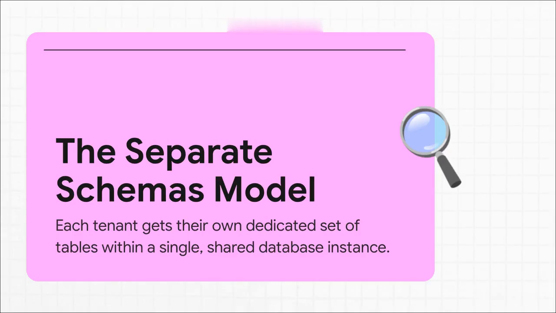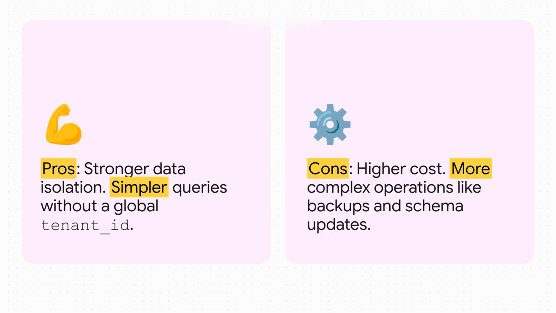Now everyone is still sharing one big database instance, but each tenant gets their very own dedicated set of tables, their own schema. Think of it like this. You're all still living in the same apartment building, but now each family gets their own private apartment inside. And of course, this brings a whole new set of trade-offs. The pros are huge wins. The data is way more isolated, queries get a lot simpler because you don't need that tenant ID filter everywhere, and you can even start customizing the schema for specific tenants.